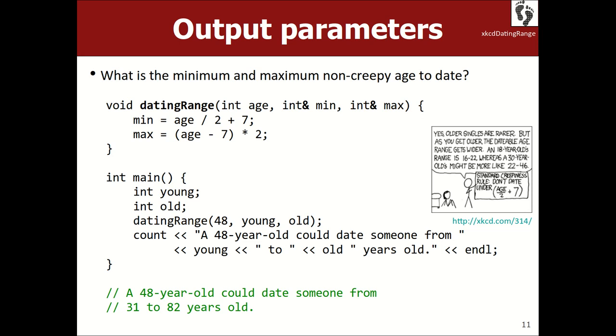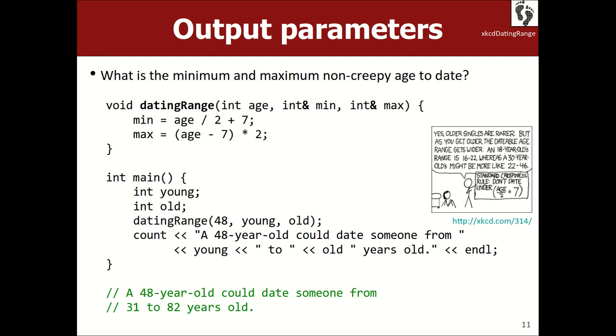So if you wanted to write a function to calculate what age range you're allowed to date according to this dumb formula, how would you do it? You'd need to return two things: the minimum age and the maximum age to get the range. You know what I mean? So how do you return two things? Well, you can't, but you can have two reference parameters, min and max. You can fill in values for those, and that basically sends out those values to the caller.